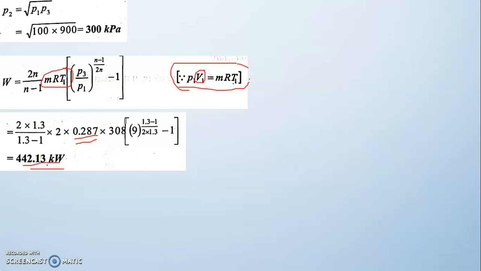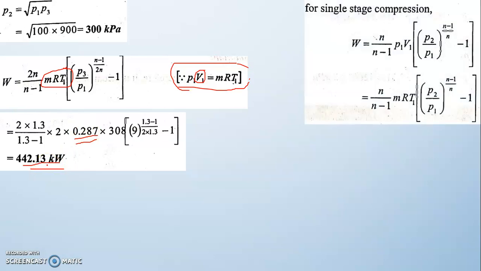Okay. The next thing we have to calculate is the work done for a single stage. So we have to obtain the same condition, that is, we should obtain a pressure of 900 kilopascal starting from 100 kilopascal. If we are using a single stage compressor, what will be the work done? So our equation will be n by n minus 1 MRT1 times P2 by P1 raised to n minus 1 by n, minus 1. P2 is 900 kilopascal.